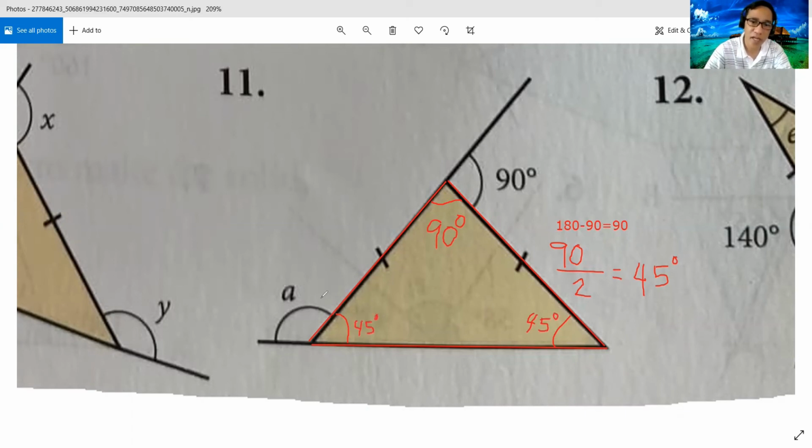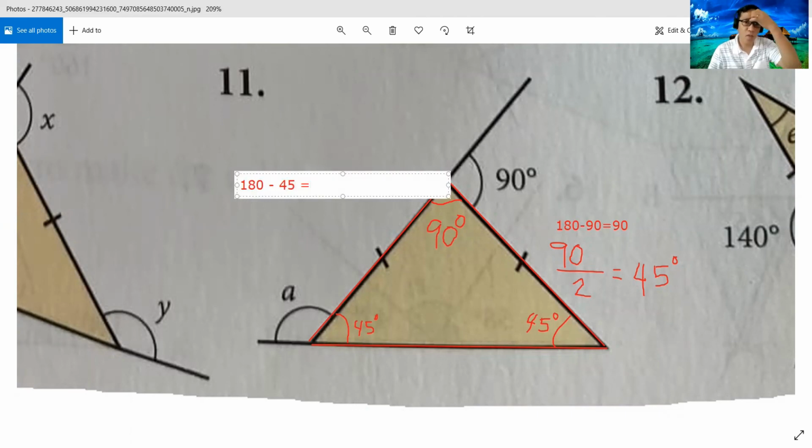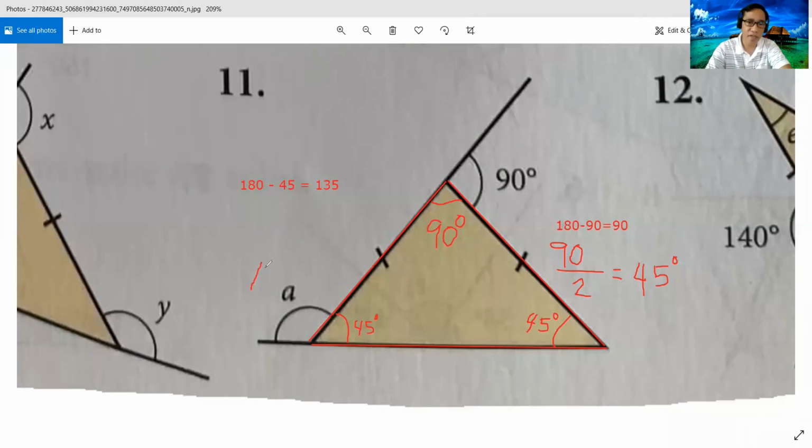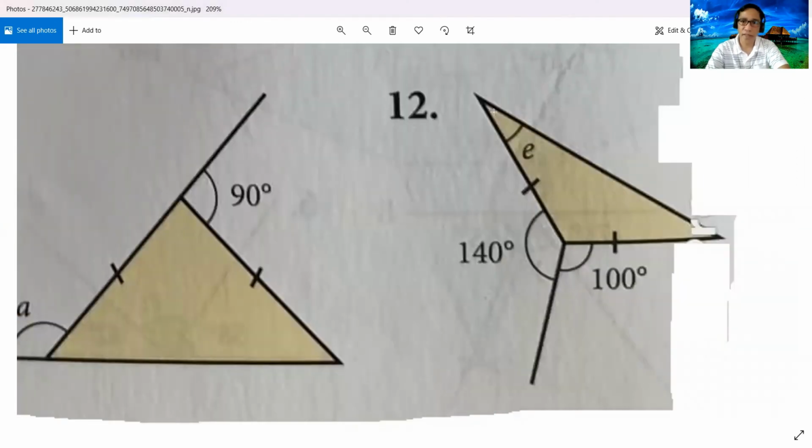So now you can get angle A, which is 180 minus 45, and that is equal to 135 degrees. So angle A is 135 degrees.